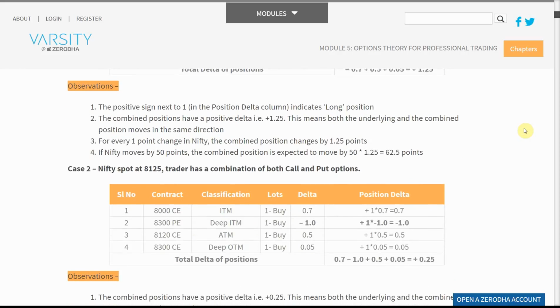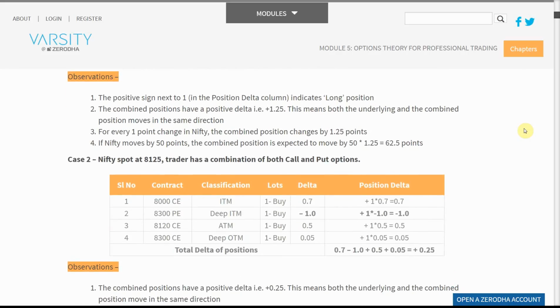Observations. The positive sign next to 1 in the position delta column indicates a long position. The combined positions have a positive delta, i.e. plus 1.25. This means both the underlying and the combined position move in the same direction. For every 1 point change in Nifty, the combined position changes by 1.25 points. If Nifty moves by 50 points, the combined position is expected to move by 50 * 1.25 = 62.5 points.